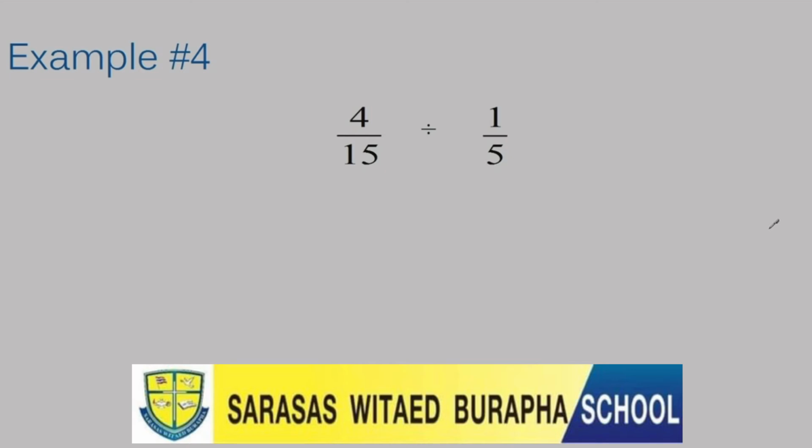Here's example number 4. We have another division problem. We need to remember our letters to help us remember our steps. K is for keep it, C is for change it, and F is for flip it. We're going to keep our 4/15 the same. We're going to change our division sign to multiplication and flip our last fraction to its reciprocal.